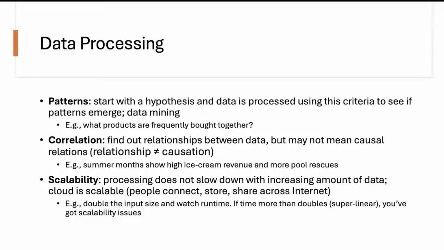And when we are dealing with more and more data, scalability becomes an important issue. That means your processing time will not slow down with more data that you have to deal with. So cloud is a scalable way where we can have more people connecting to the cloud, distributed clouds over the internet, so that there's not going to be any single bottleneck where everybody needs to access. A typical rule of thumb: if you double the input size and then look at the runtime, if time more than doubles, then you probably have some scalability issues.